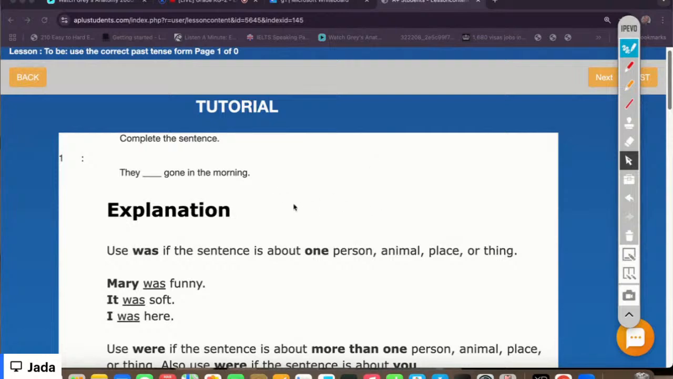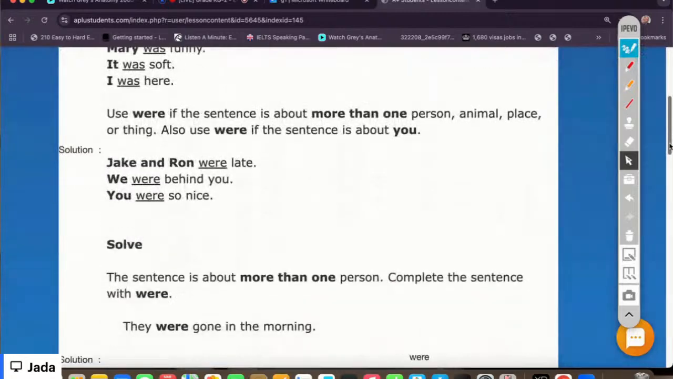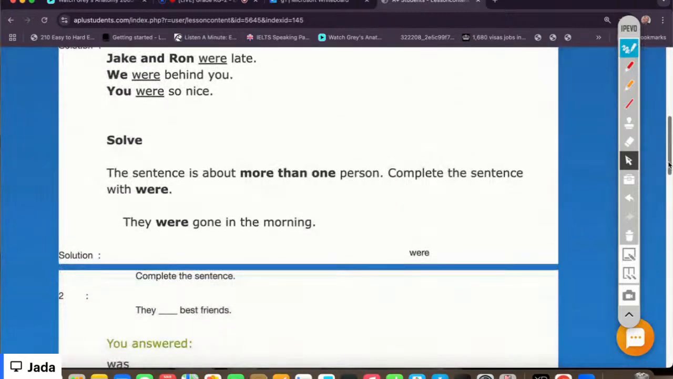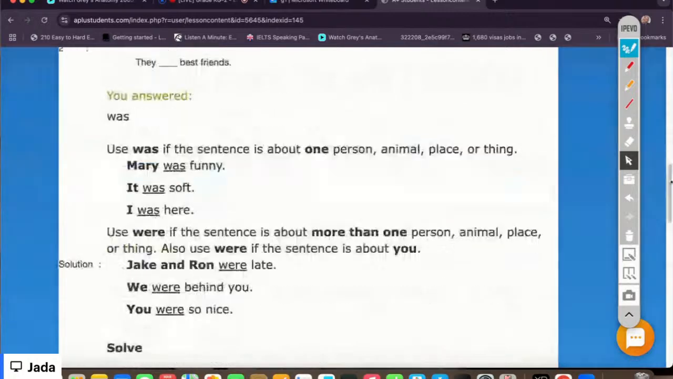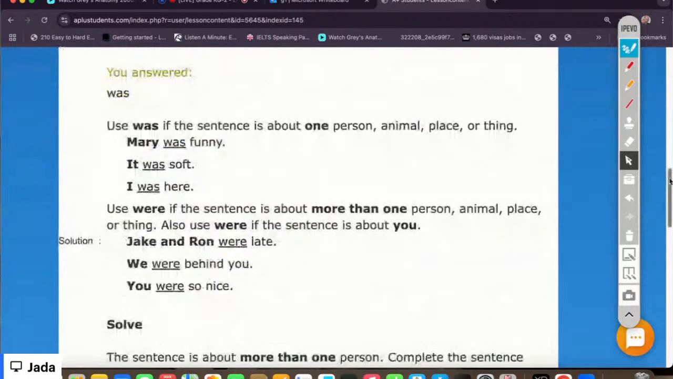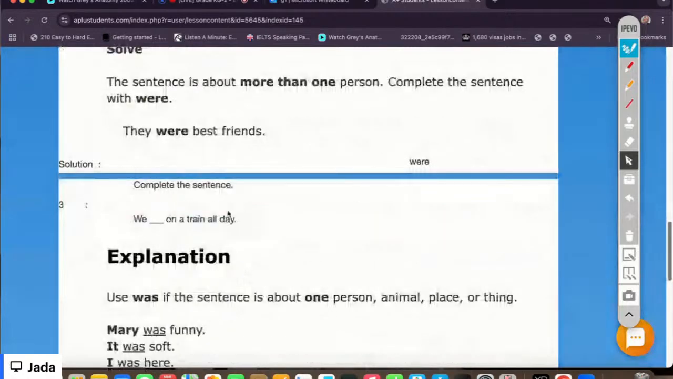Okay, so they dash gone in the morning. What do you think is the right answer here? They were gone. So plural goes with were. Now they dash best friends. So they were best friends. Okay. So we have we dash on a train all day. Alright. So we were on a train all day. Okay. So we move into the test. Do you still have more questions or not?